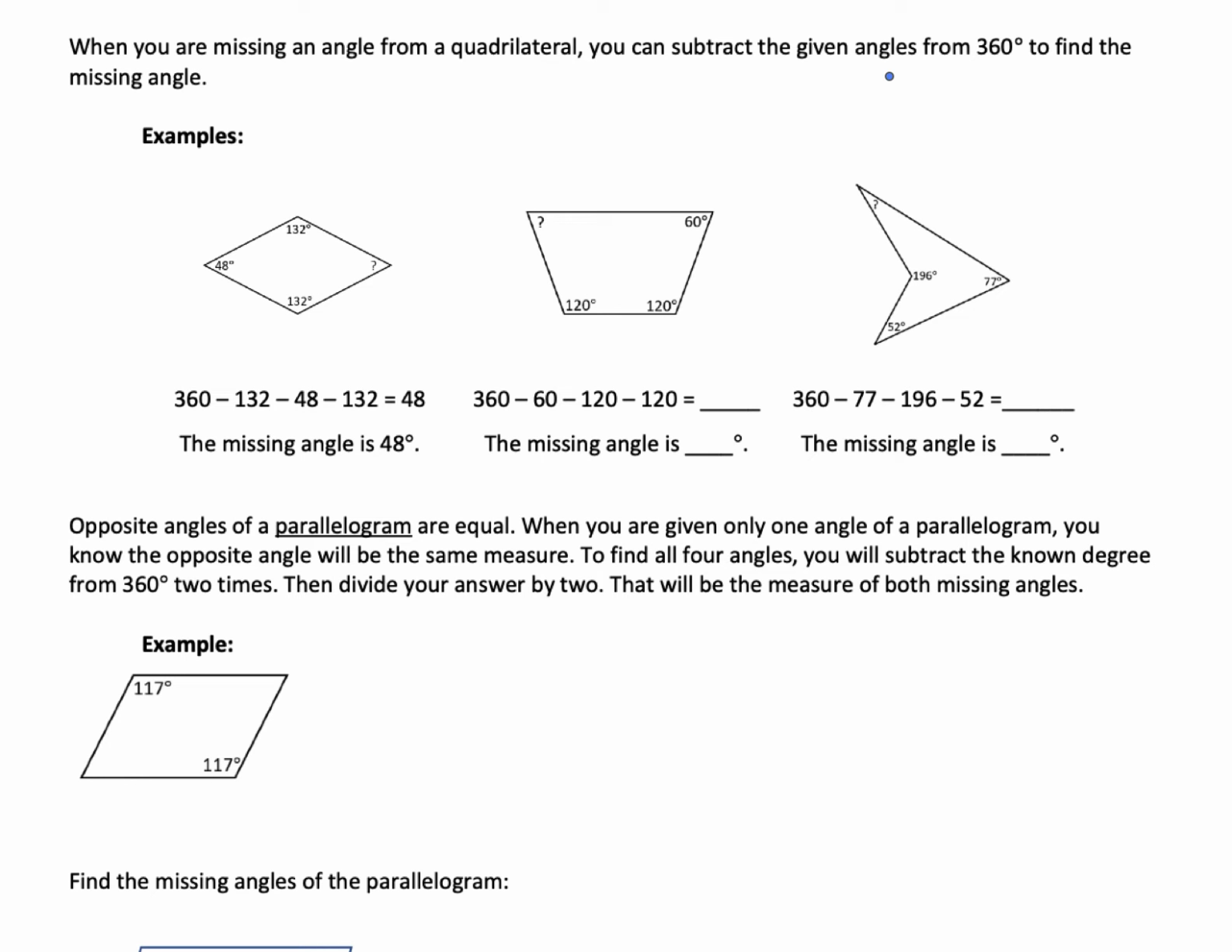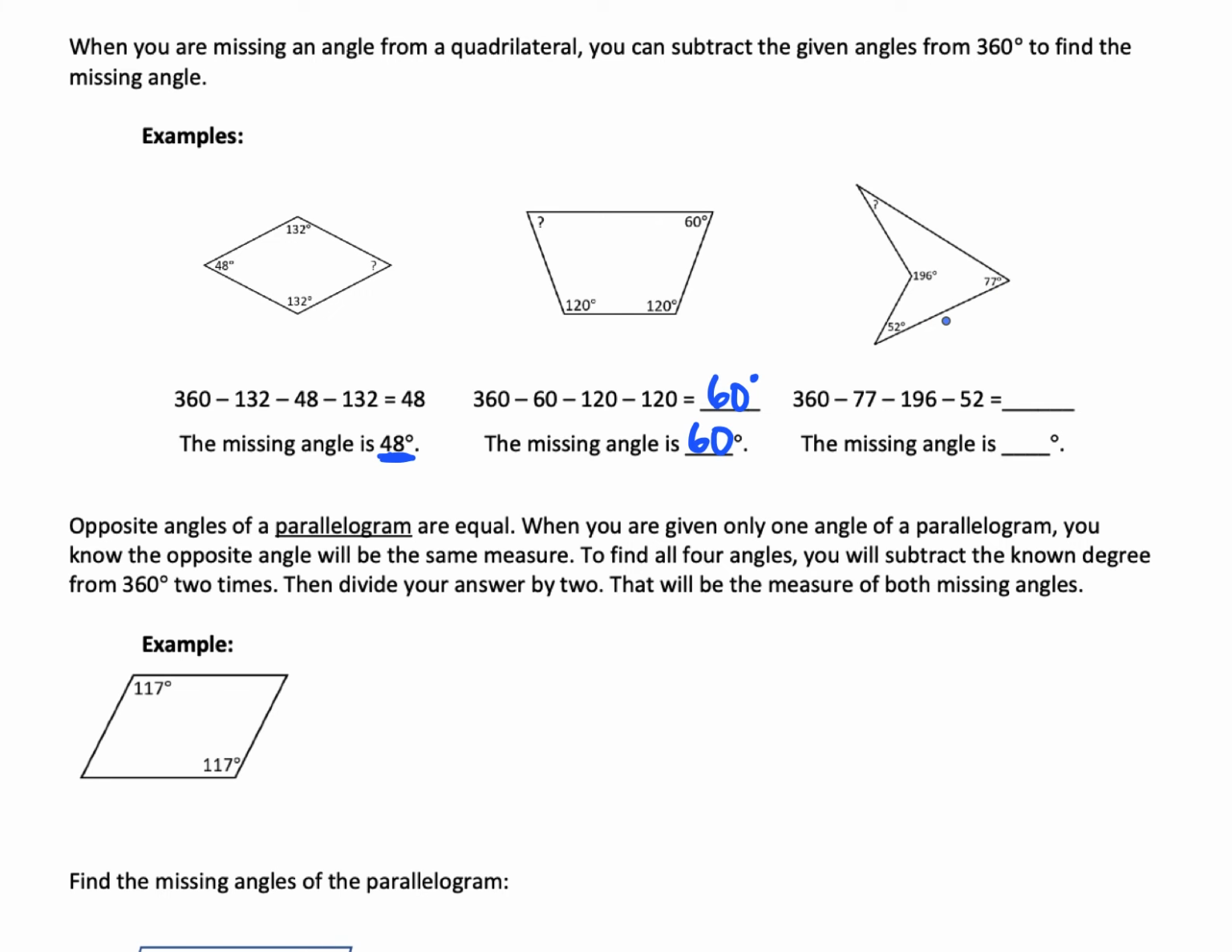This fact is going to help us figure out what a missing angle would be in a quadrilateral if they give you 3 and you're trying to find the 4th angle. To figure that out, you start with the total of 360, and then you subtract the ones that you know. In this rhombus here, we have 360 minus 132 minus 48 minus the 132. When you subtract all of those, you get 48 as the remainder. So your missing angle there is 48 degrees. In the next one, we have 360 minus 60 minus 120 minus 120. That means the last angle that's missing in this trapezoid is 60 degrees.